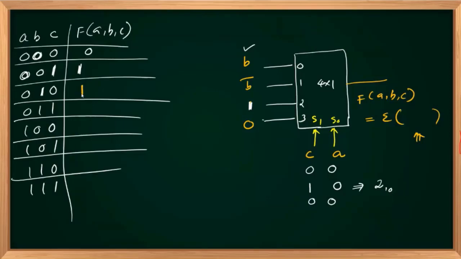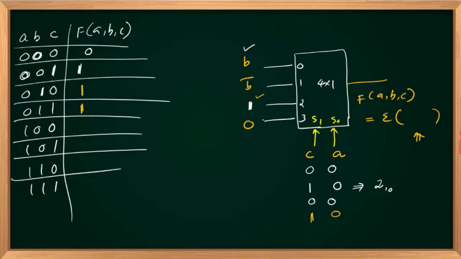Next combination is 0, 1, 1. This implies A equals 0 and C equals 1. So it's 1, 0, and I2 will be selected. I2 is logic 1, so I should get a 1.